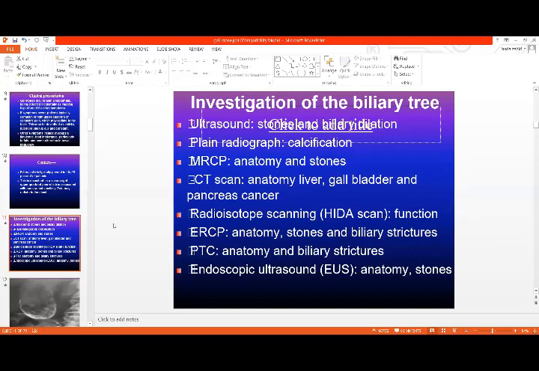You can do an MRCP, magnetic resonance cholangiopancreatography. If you're not sure about the anatomy, that will show the anatomy and the stones in the gallbladder or the bile duct. You can do a CT scan. That will show the anatomy of the liver, gallbladder, pancreas, cancer. If you do a HIDA scan, a radioisotope scan, that will show you if the gallbladder is functioning or not. If the gallbladder is non-functioning, that means you need to do removal.